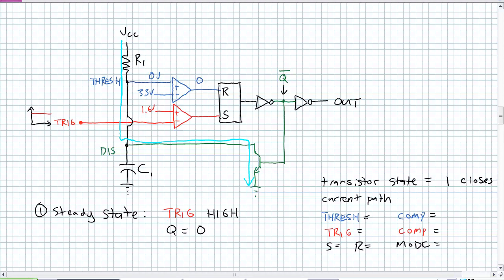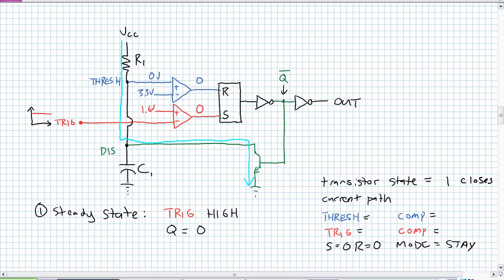And the plus input for that red comparator is 1.6. Does that make sense? The minus is higher than the plus, so the answer is no. So 0, 0. What's happening there? Well, it's neither setting nor resetting, so that mode is stay. Hence the name steady state. It's going to stay in that state all day until our trigger goes low.